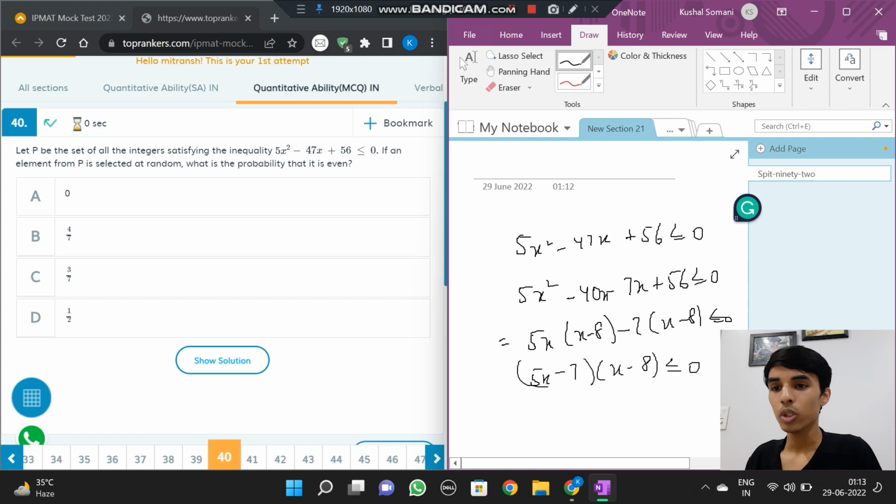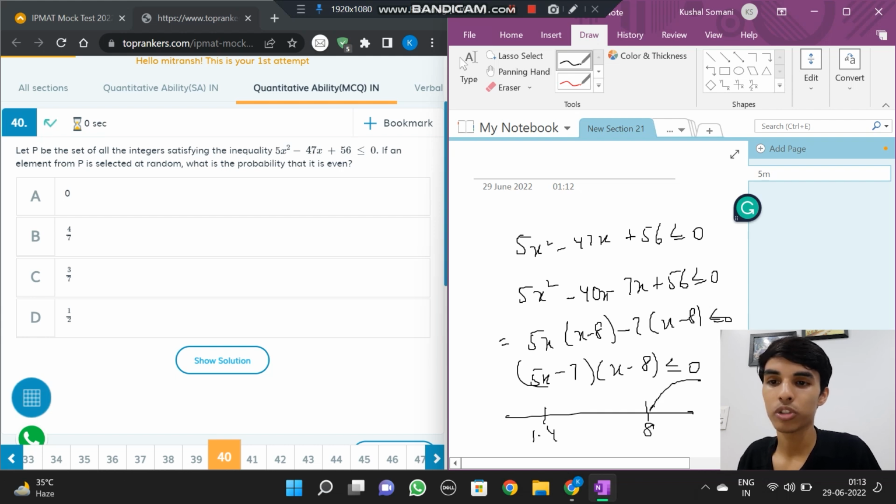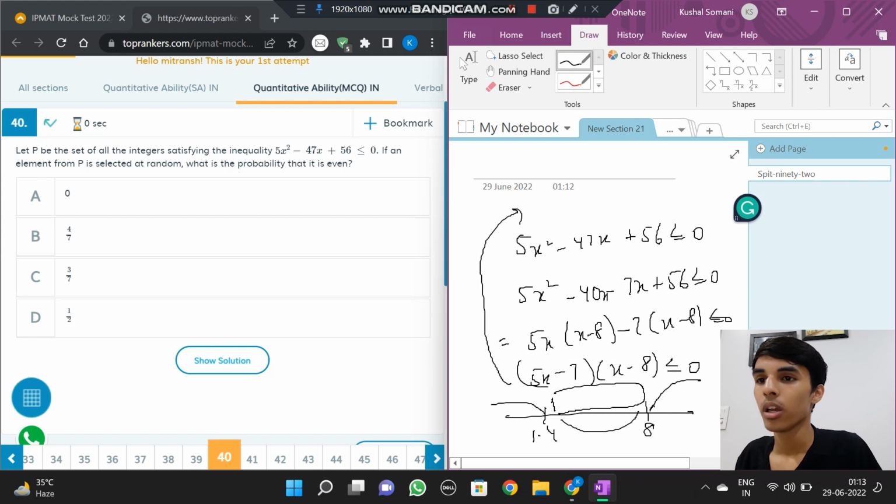So to find the range of values of P, we can use the wavy curve method here. x is equal to 1.4 and x is equal to 8. About this, the values will be positive, then negative, and then positive. So since it has to be negative, the range of P will lie between 1.4 and 8. And since P is a set of all integers, hence it can take the values of 2, 3, 4, 5, 6, 7, and 8.